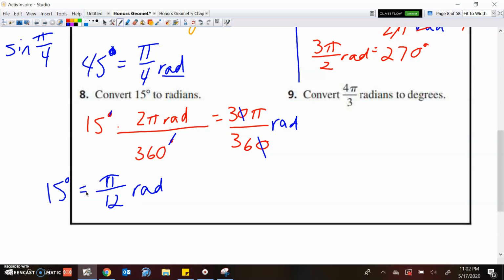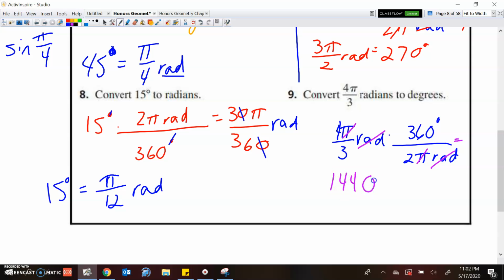Okay, and now the last one, 4 pi over 3 is in radians. I want to convert it into degrees. So I'm going to put 360 degrees in the numerator, 2 pi radians in the denominator. That's going to allow for my radians to cancel. Multiply straight across. I'm also going to cancel out those pi's to eliminate some things. So 360 times 4 is going to give me 1,440 over 3 times 2, which is 6, divided by 6, and I get an answer of, oh, let me check that.